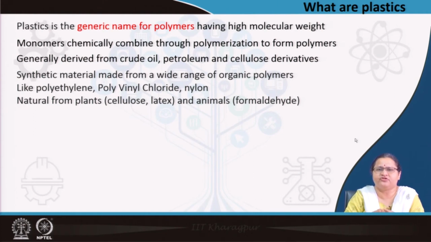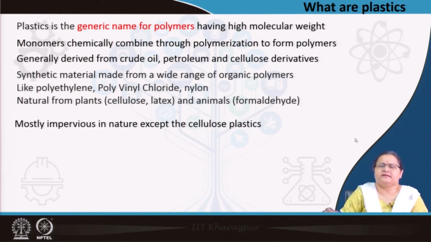made from a wide range of organic polymers like polyethylene, polyvinyl chloride, nylons, etc. And from the plant it is cellulose, latex, from animals it is formaldehyde, glue, casein, from animal hides, etc. So, plastic is the generic name for the polymers. Hence, there are various types of plastics.